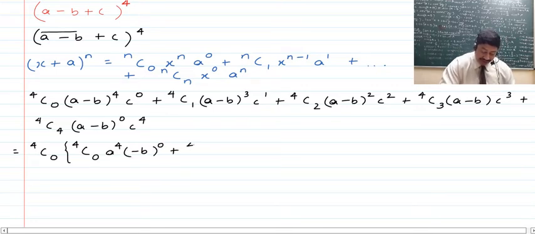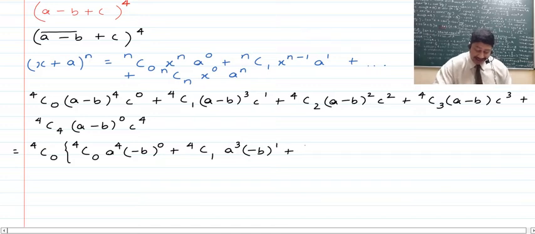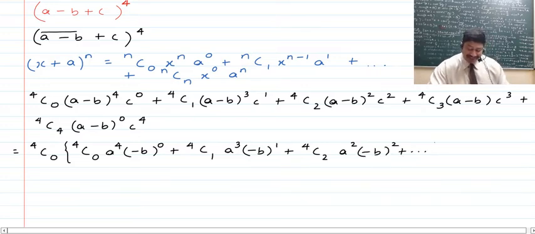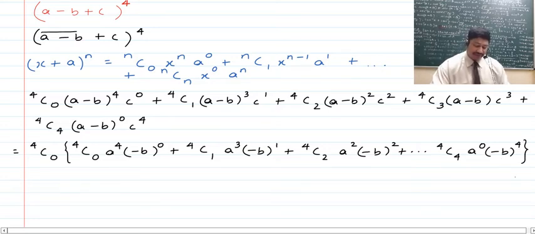To that we are going to add 4C1 a raised to the power 3 and minus b raised to the power 1. To that we are going to add 4C2 a raised to the power 2 and minus b raised to the power 2, and all of that is going to continue up to the last term, which is 4C4 a raised to the power 0 and minus b raised to the power 4. And this now is also going to be multiplied with c raised to the power 0, as c raised to the power 0 is the same as 1, which is the multiplicative identity, so we need not write it.